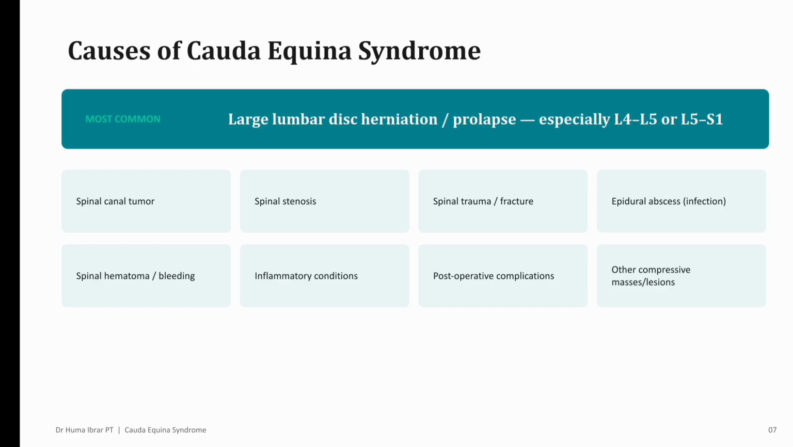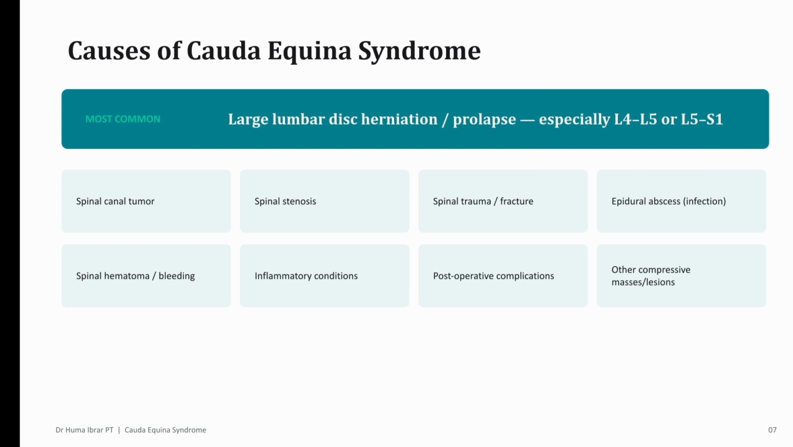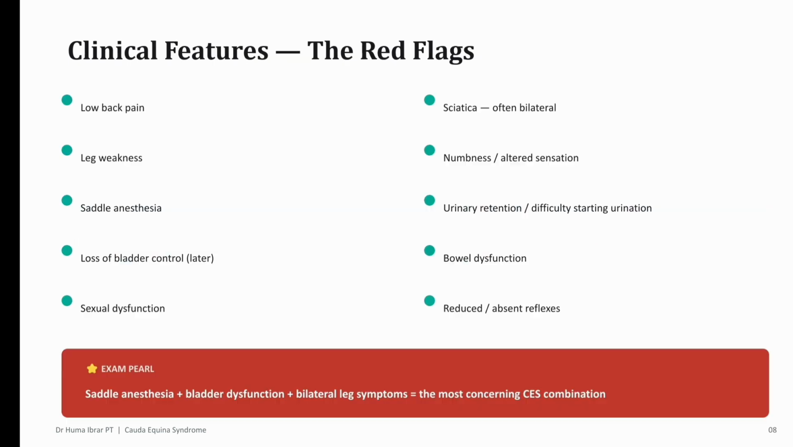Let's talk about the causes of the Cauda Equina Syndrome. The most common cause is large lumbar disc herniation or prolapse, especially L4, L5 or L5S1. Other causes may include spinal canal tumor, spinal stenosis, spinal trauma or fracture, epidural abscess, spinal hematoma or bleeding, inflammatory condition, post-operative complications, and less commonly other masses or lesions compressing the Cauda Equina.